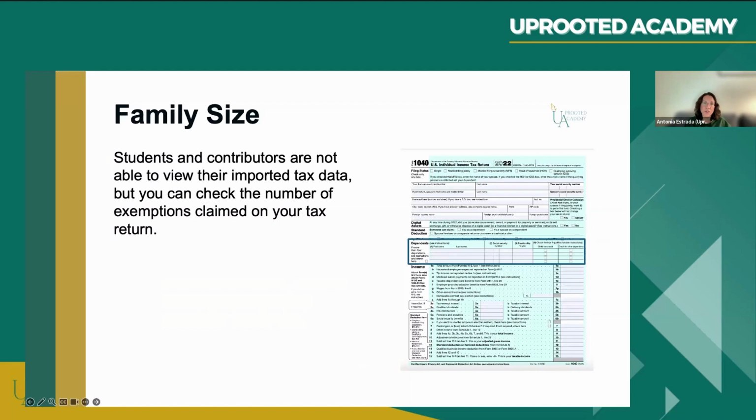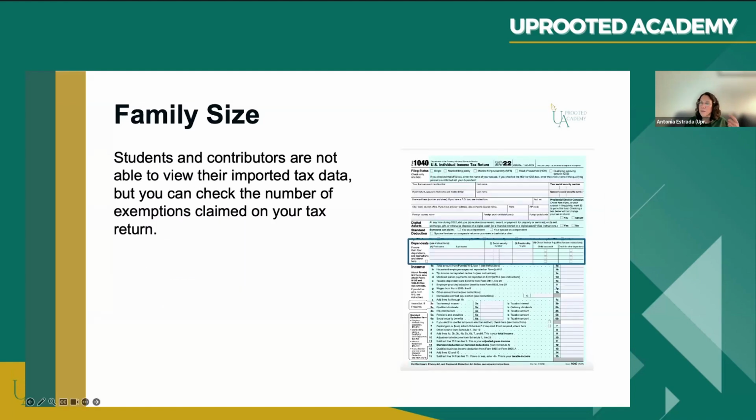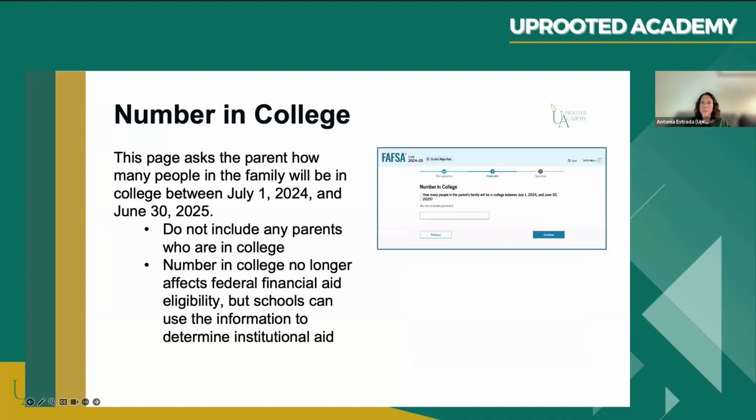Per the instructions here given, families can add the number of children or other dependents who live with the parent and will receive more than half of their support from the parent during the award year. Again, those instructions are given on the form.